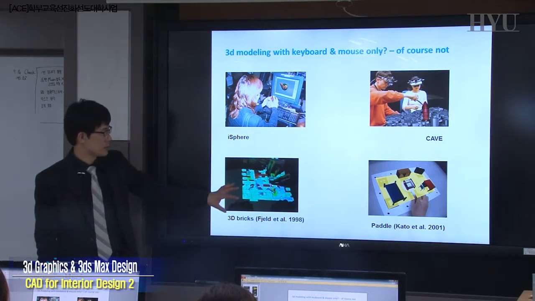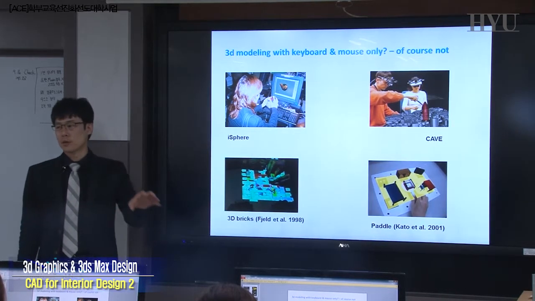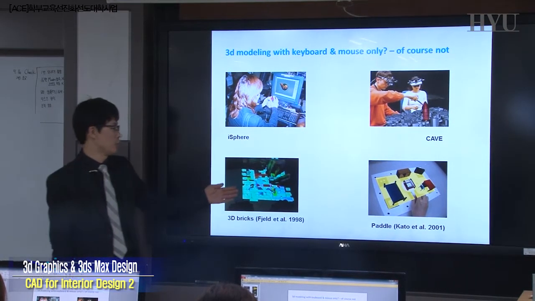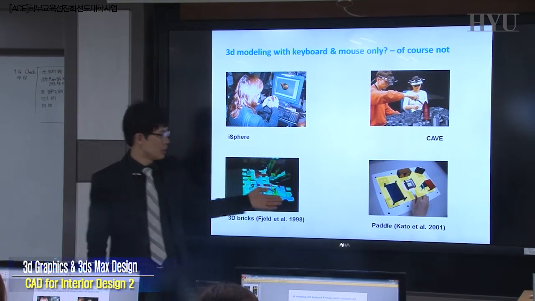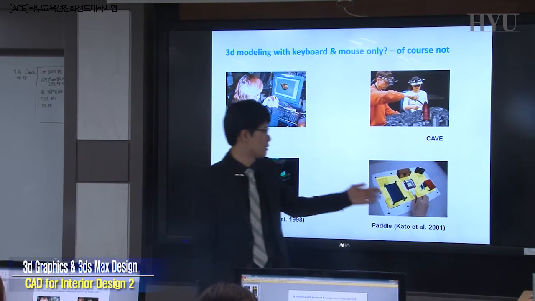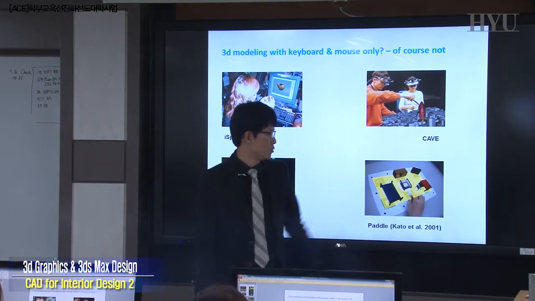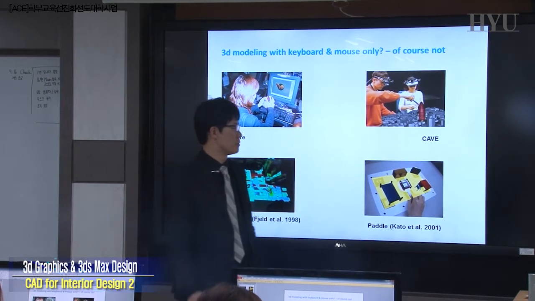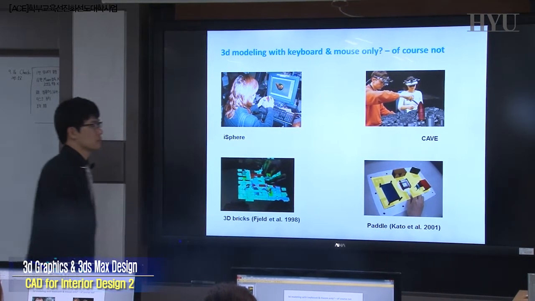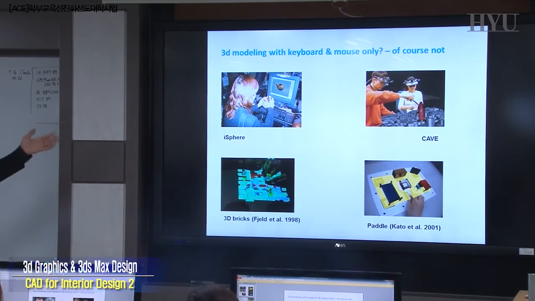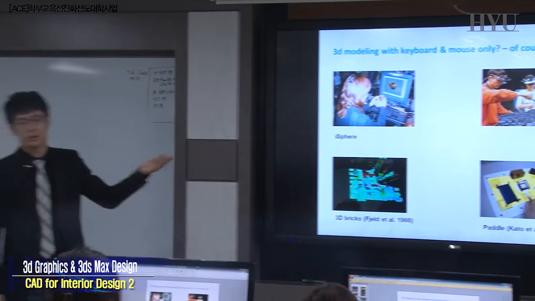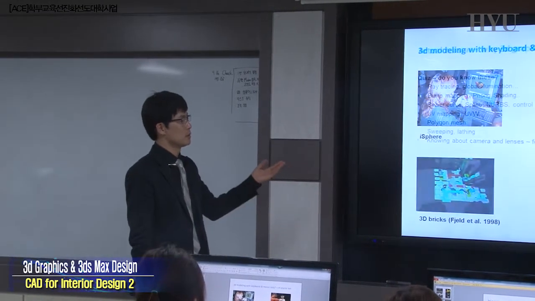3D bricks, they look like a brick, but if you stack them or move, turn them around, you can manipulate 3D geometry. Paddle is also similar to the 3D bricks or some other interface. You can drag and drop objects like this in a 3D screen, 3D objects. So something beyond keyboard and mouse, a new interface. There are several things to do.